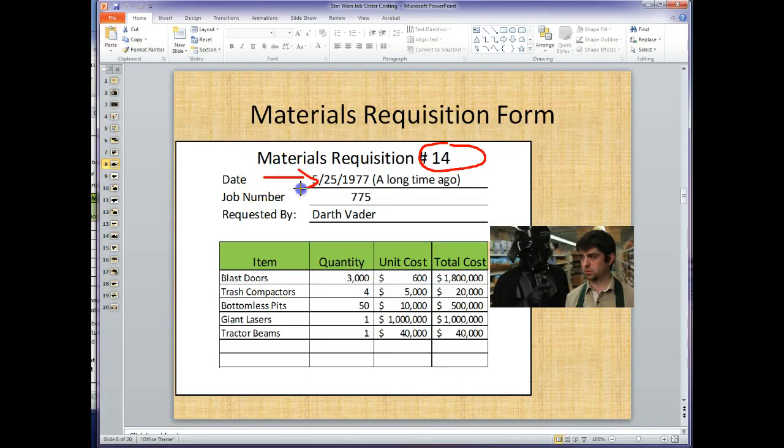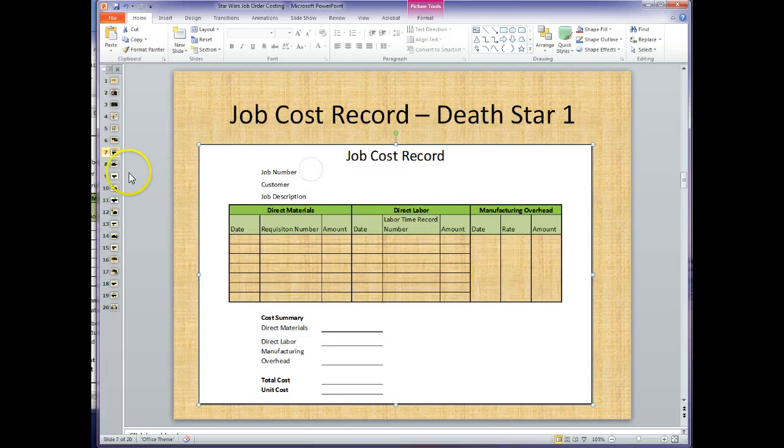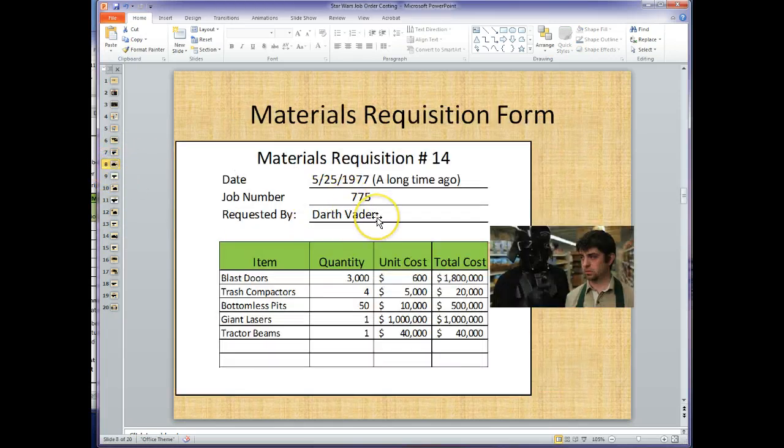Here's the date, which, yes, that was a long time ago. Here's your job number. Oh, your job number, you know what that ties to? I'll show you in a sec. It ties to this job number here. Okay. And then, here's the person requesting it. So you could always go back to Darth Vader and say, hey, Darth, you requested this stuff. What do I want? What's going on, Darth? And that's kind of what's going on here.